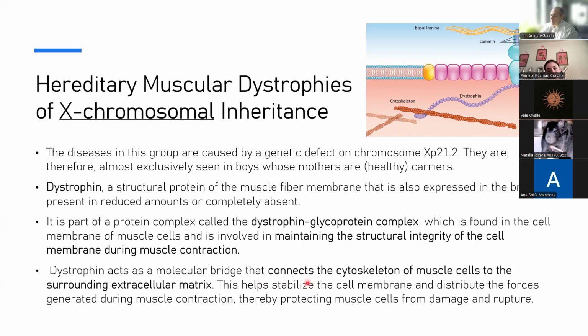So this is what I was telling you. This helps to stabilize the cell membrane and distribute the forces generated during muscle contraction, thereby protecting muscle cells from damage and rupture. This is why they're so important. Then we're going to see the different syndromes, or dystrophies. Here is where I want you to make the table. I have that table for you at the end, but it's easier if you just write down the things that I'm going to tell you, because the table is maybe too massive in many cases.